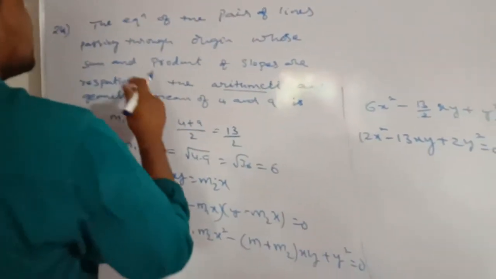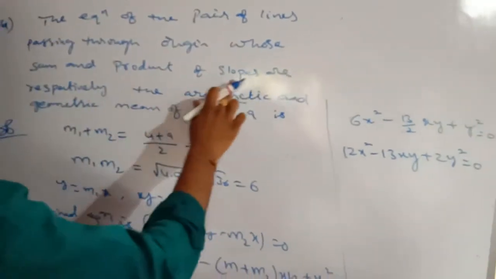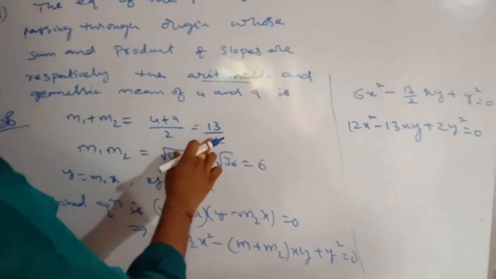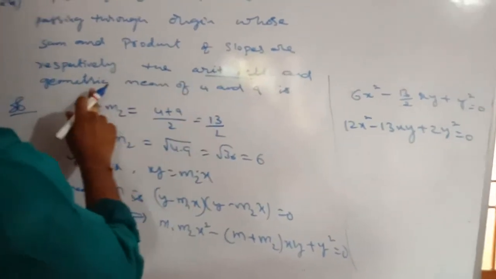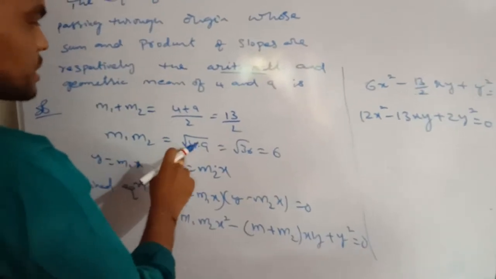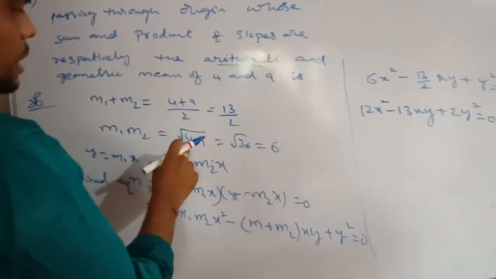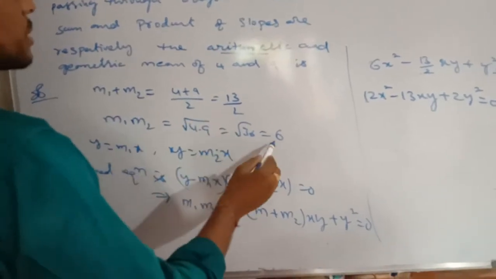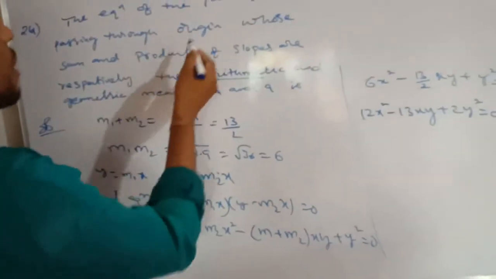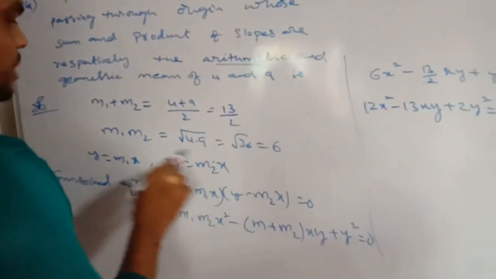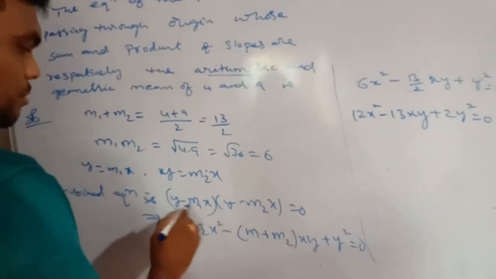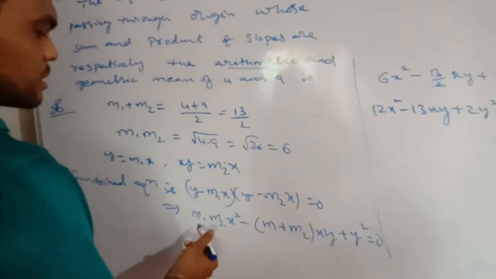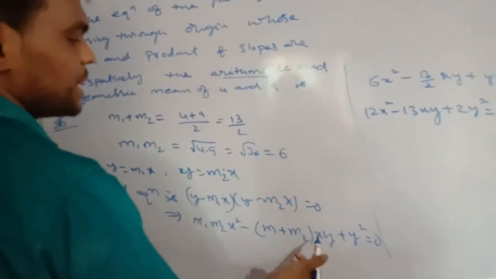Now I can repeat. The sum of slopes, the arithmetic mean, is 4 plus 9 by 2, that means 13 by 2, and the product of slopes, the geometric mean, b is equal to root ac, that means root 4 into 9, that means 6. For the lines passing through the origin, y is equal to m1x and y is equal to m2x, the combined equation is y minus m1x into y minus m2x is equal to 0, and simplifying, m1 m2 x square minus m1 plus m2 into xy plus y square is equal to 0.